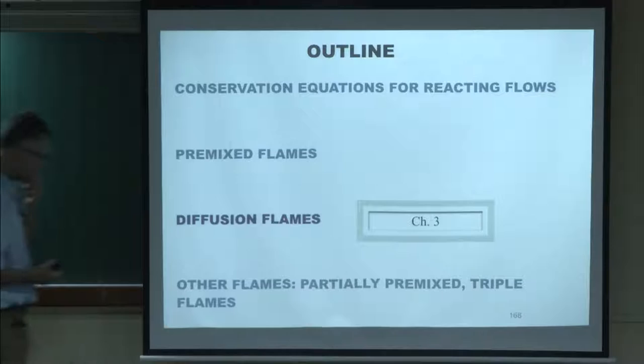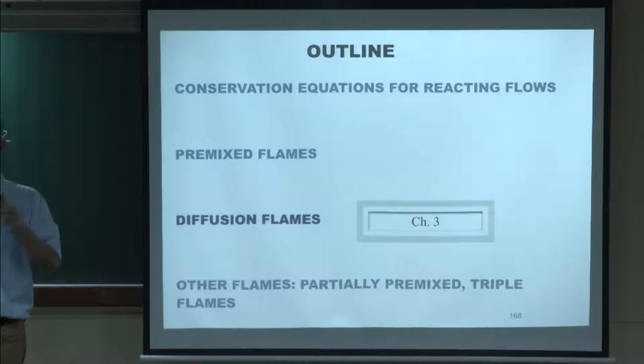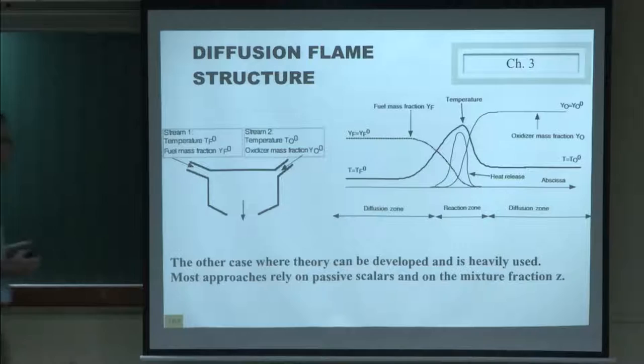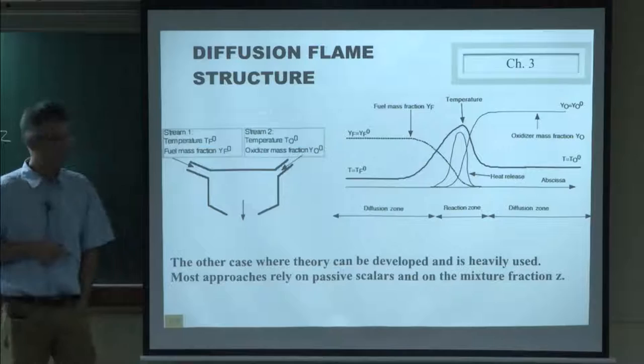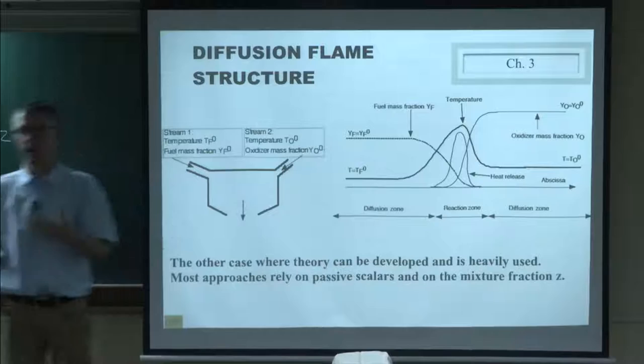As you've seen yesterday also, premixed flames are nice, they have lots of advantages, but there are many cases where you don't want to premix things, you'd like to burn something in a diffusion mode. So what is a diffusion flame? A diffusion flame is a situation where you inject fuel on one side of the burner, oxidizer on the other side of the burner, and now these things have to mix and burn at the same time.